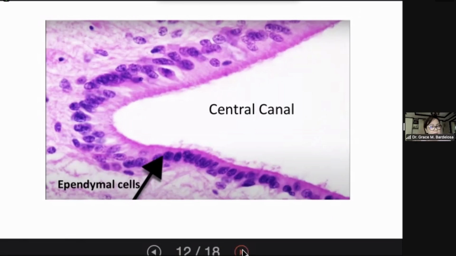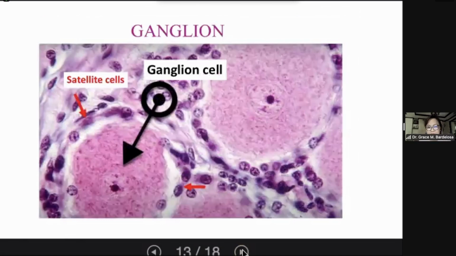Okay, so are we clear with that? I hope we are clear that ependymal cells are not classified as epithelial tissue. I am emphasizing this because it is always a mistaken thing, because it is cuboidal to columnar, that students mistake this as being classified as epithelial tissue. Okay, let's move on with ganglion cells.